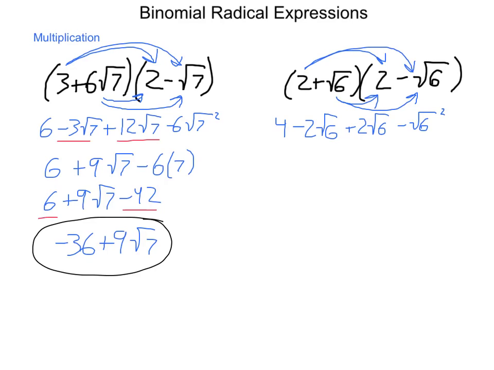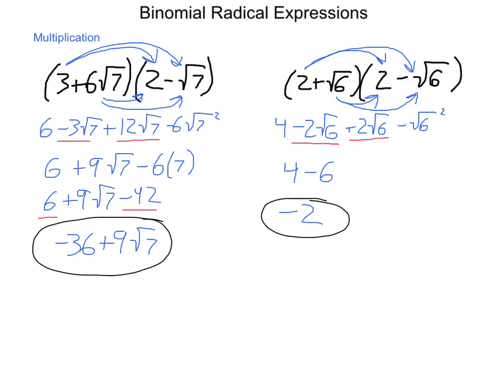Going through and combining like terms, negative 2 root 6 and a positive 2 root 6 will give me a 0. Minus the square root of 6 squared is simply going to be 6. 4 minus 6 is a negative 2, and here is my final answer.